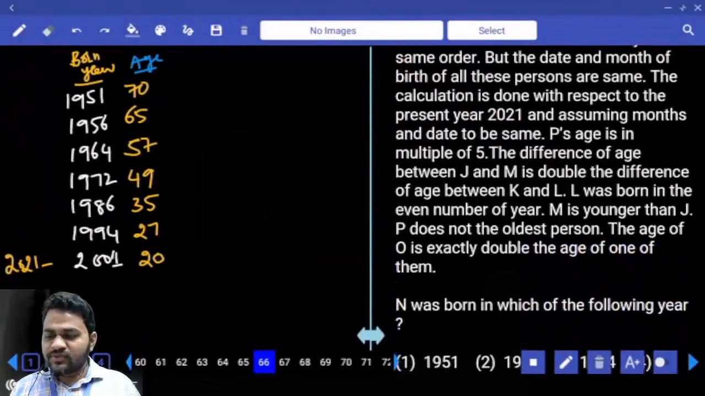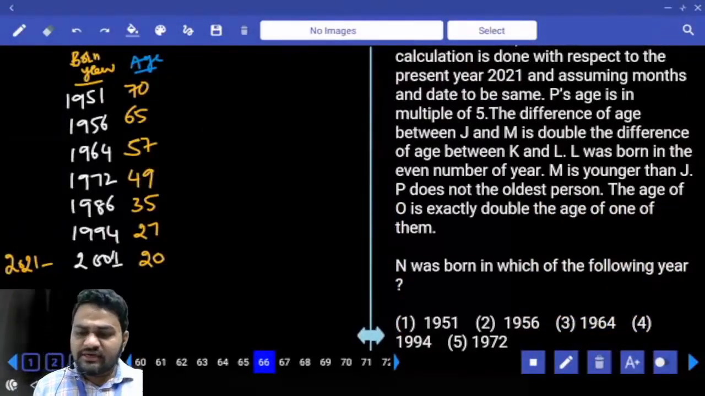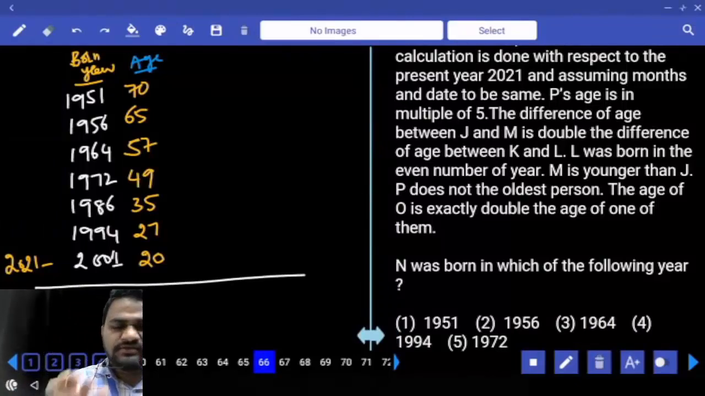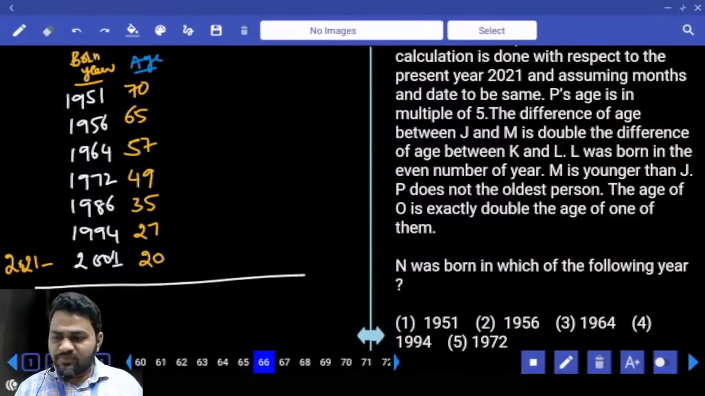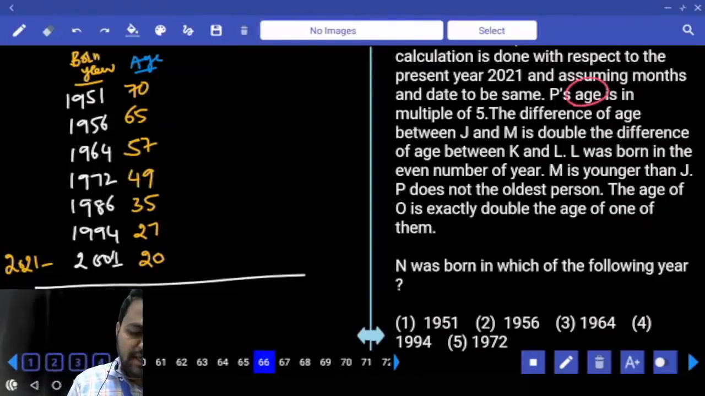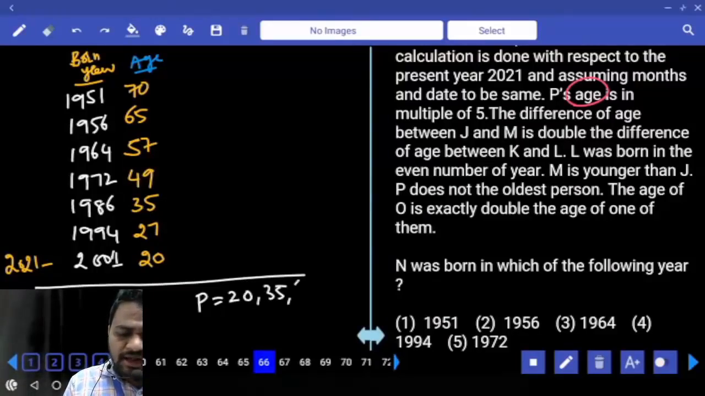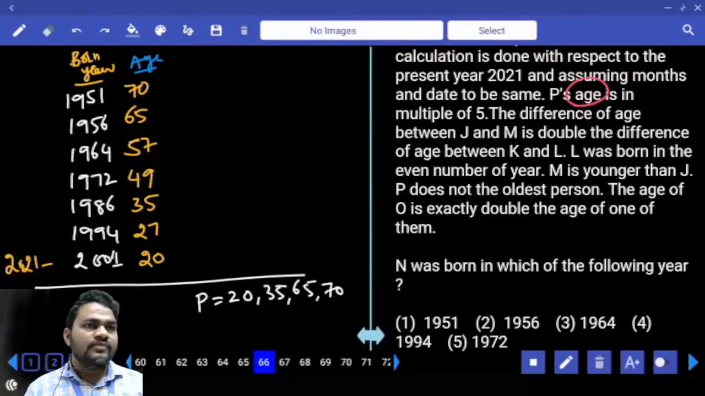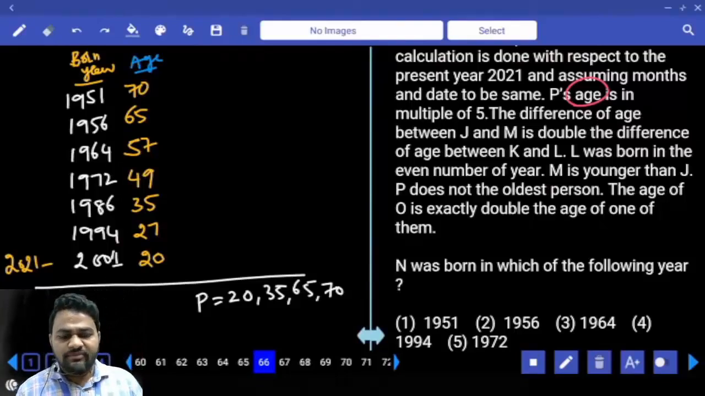Next, P's age is in multiples of 5, not born year. P's age is in multiples of 5. Hence, P's age may be 20, that is a multiple of 5, and then 35, and then 65, 70. All these are multiples of 5 with respect to ages.